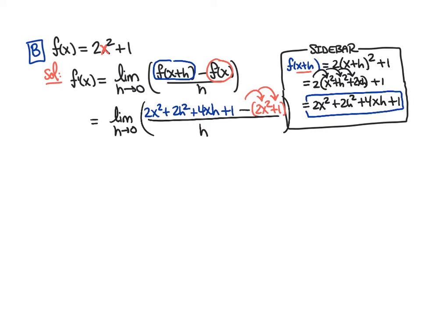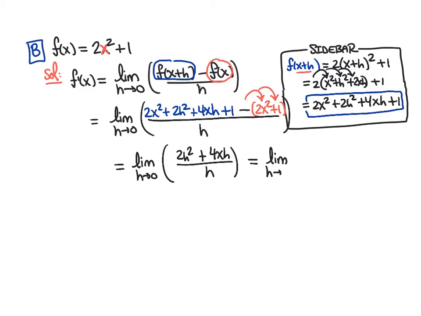Okay. Then we just simplify that algebraically. Once you distribute in that negative sign, the 2x squareds are going to cancel, and the 1 will cancel, which is really nice. And all that you're left with is 2h squared plus 4xh over h. And all that's left between you and the derivative that we're trying to find is taking the limit. I can't just input the 0. I do need to simplify a little bit.